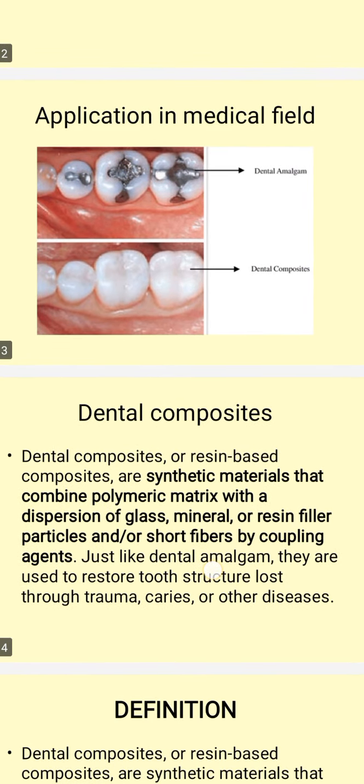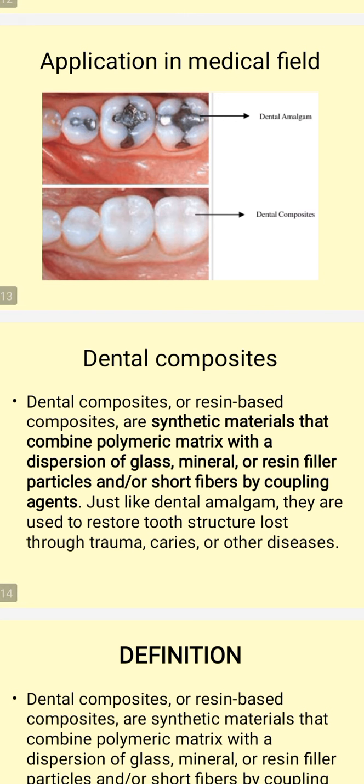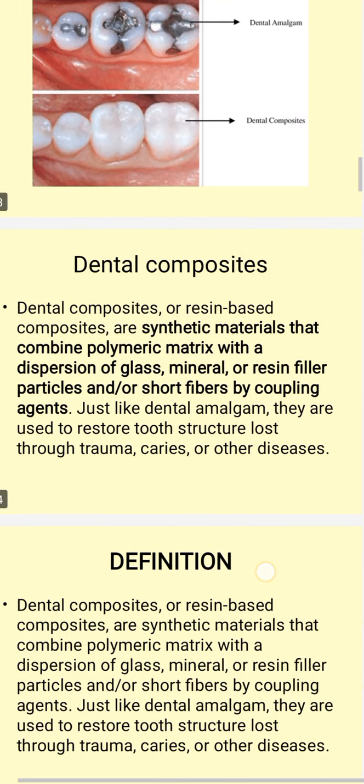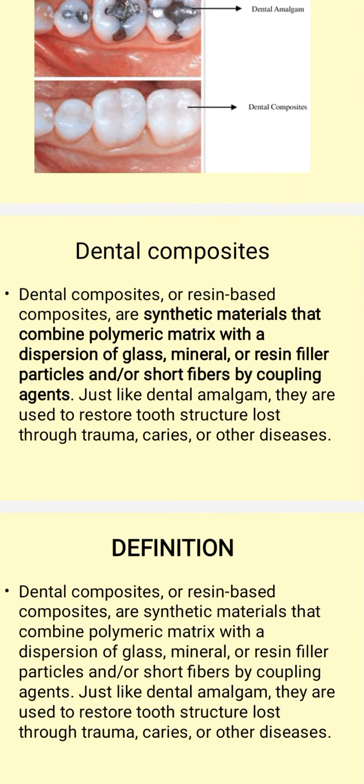So let's have an introduction. What are dental composites? Dental composites or resin based composites are synthetic materials that combine polymeric matrix with the dispersion of glass, mineral, or resin filler particles or short fibers by coupling agents. Just like dental amalgam, they are used to restore tooth structure lost through trauma, caries, or other disease.